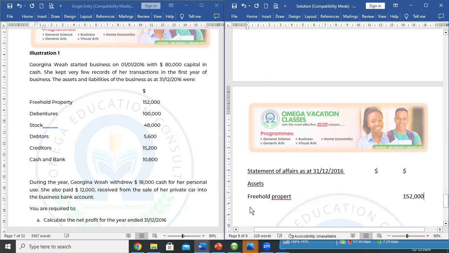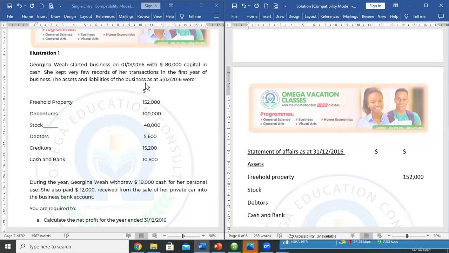Okay, yeah, you can go ahead. Sir, please, cash and bank. Okay, good. So we have the stock, we have the debtors, and we have the cash and bank. So these were the assets on 31st December, and it's given here, the assets and liabilities as at 31st December. So we are picking the information on those on that date. Okay, so the stock is 48,000.